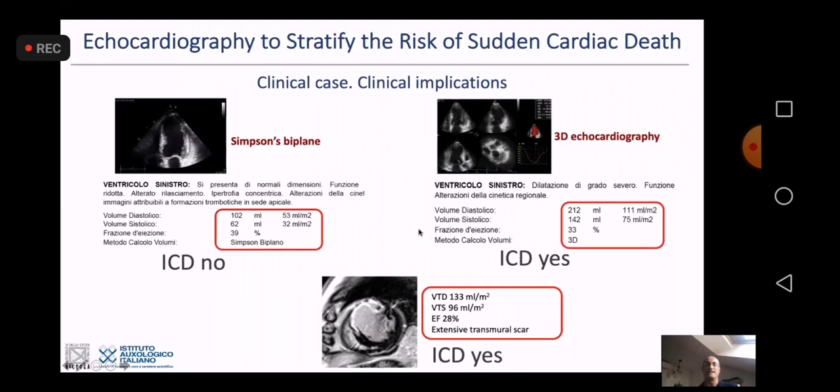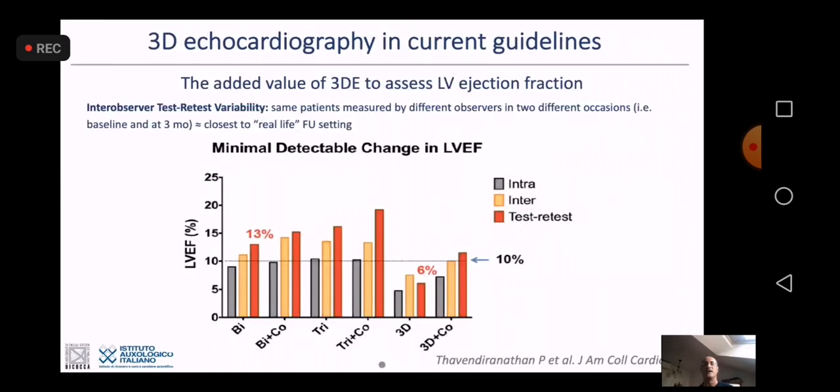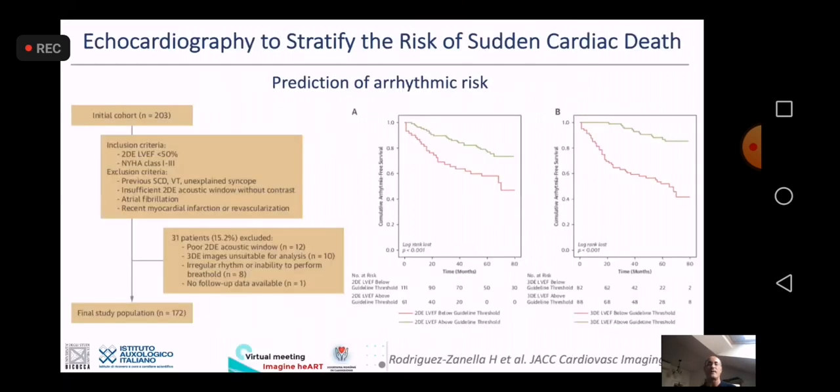But as a matter of fact, the recommended technique is still two-dimensional echocardiography, even if in clinical practice this is not the case anymore. Another advantage of 3D echocardiography was documented in this nice paper by Dinesh Thavendiranathan: among all the echo techniques to calculate the volume and the ejection fraction of the left ventricle, with or without contrast, 3D without contrast is the one with the highest reproducibility, the highest test-retest and inter-observer reproducibility. So it's the recommended one.